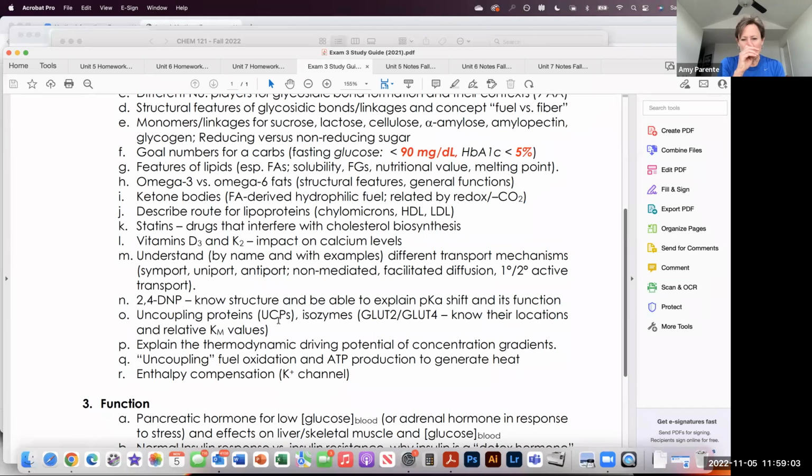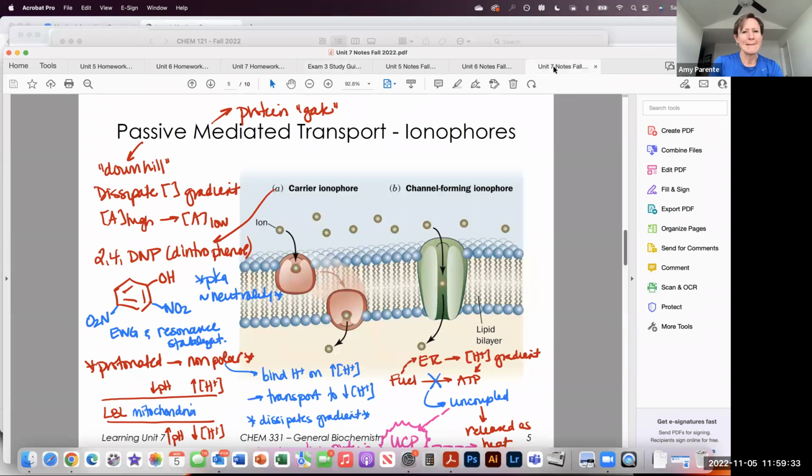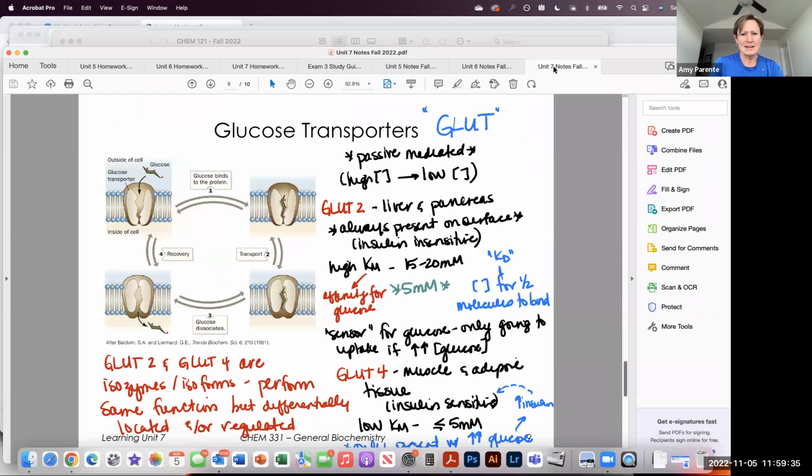So we just talked about uncoupling proteins. Terminology wise, know that isozymes is a term we're going to see a lot. Sometimes we talk about this as isoforms of enzymes. So these are enzymes that are differentially located and/or regulated, but they perform the same function. So GLUT transporters move glucose in a passive mediated fashion. But GLUT2 and GLUT4 are located differently and they're regulated differently. And we talk about that with their Km values. So let me go over to our notes here for that and highlight on that slide.